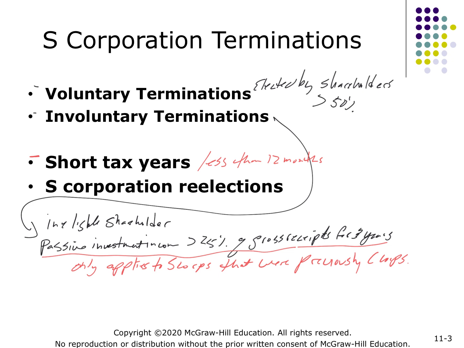Now, what about if you involuntarily terminated your S corporation status, but you still want to be an S corporation? Then you can do a re-election, okay?